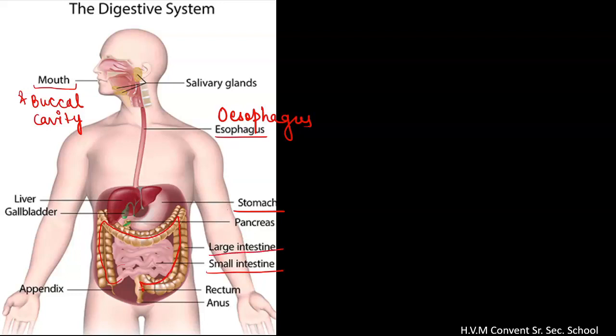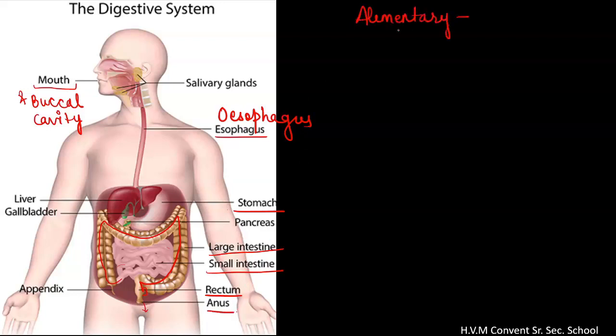Followed by the large intestine, this is the rectum, which is also a part of the large intestine only. Then there is the opening of the body through which the waste material is removed out of the body, which is known as the anus. So this is our alimentary canal.